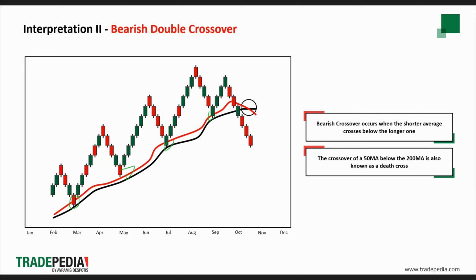The crossover of a 50-day moving average below the 200-day moving average is known as a death cross. The death cross sounds very dramatic, but basically it just means that price could be going bearish from there, pushing downwards. So that's how you use two moving averages, looking at the double crossovers to generate your bullish and bearish signals. Pretty simple, pretty straightforward. You just need to look at the two moving averages and how they correspond to each other, how they react.